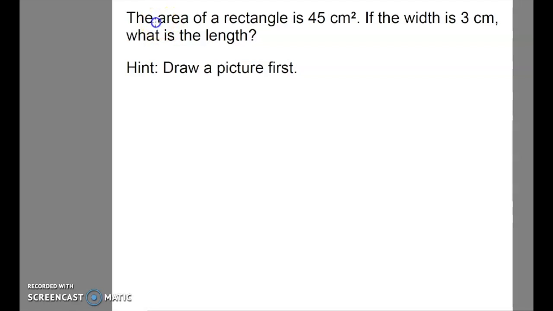It already told us we need to find the area of a rectangle. So the first thing they want us to do is draw a picture. We can all draw a rectangle. It may not be as perfect as can be, but here's my rectangle. And it's telling me that my area is 45 centimeters square. So it gives us the area.